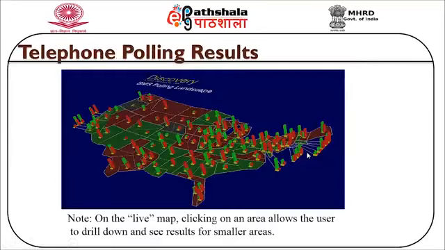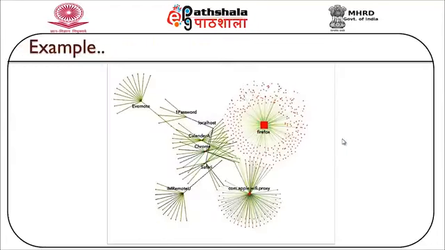This is another visual which shows the telephone polling results, showing the polling landscape. Along with the geographical information system, the telephone polling results are shown using this map. Here on the map, if we click on any particular area, it allows the user to drill down and see the results for smaller areas also. So this is similar to the previous cases.